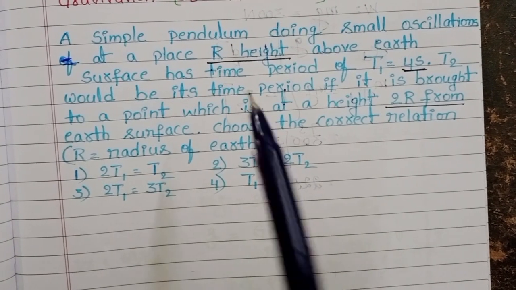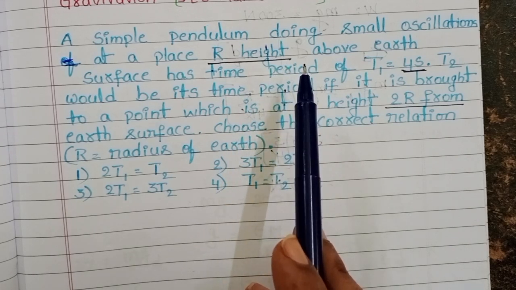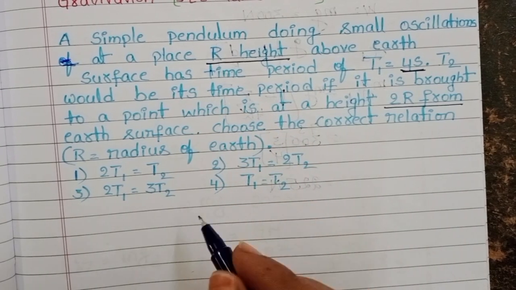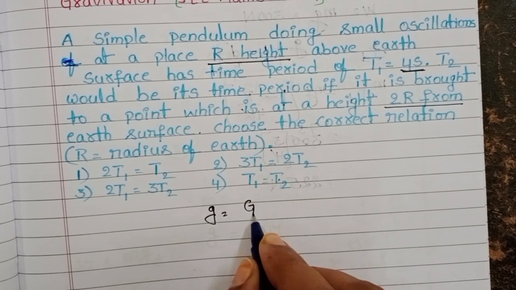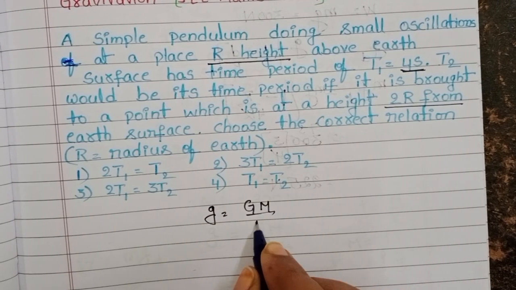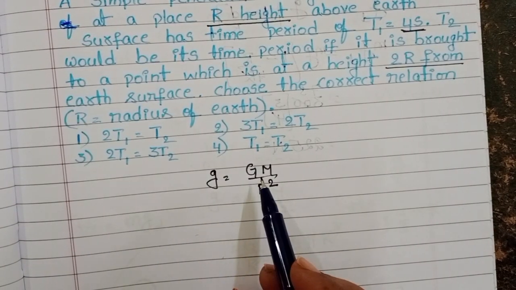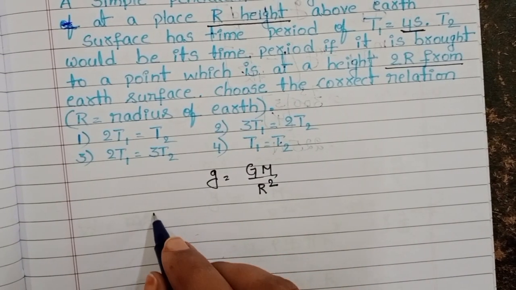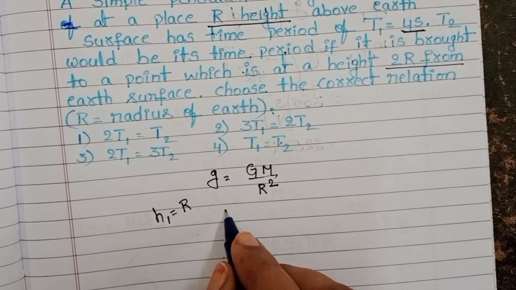In the given question, initially the simple pendulum is placed at a height r from the surface of the earth. We know the acceleration due to gravity on the surface of the earth is GM by R square. When height increases, the acceleration due to gravity also changes. Initial height is equal to r from the surface of the earth.